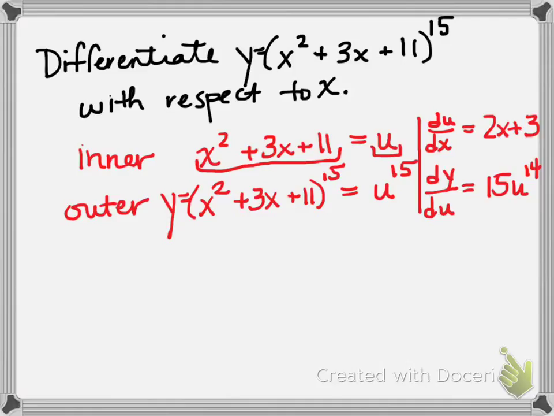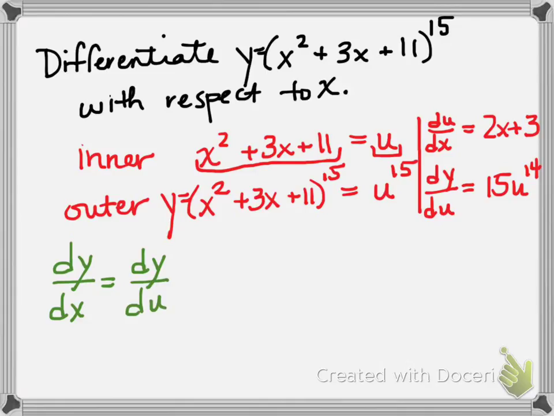Okay, so what did we do? We wrote our inner function, x squared plus 3x plus 11, and set that equal to u, and then we computed du dx, which is 2x plus 3. This is the derivative of the inner function. And then we wrote our outer function. We replaced the inner function with u, so we got y equals u to the 15th. And then we computed dy du, which is 15u to the 14th. This is the derivative of the outer function.